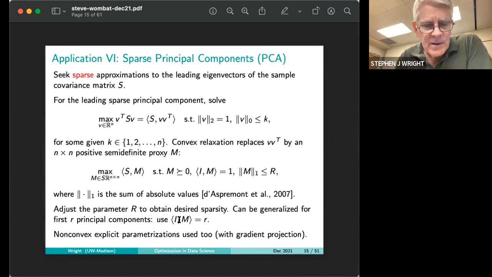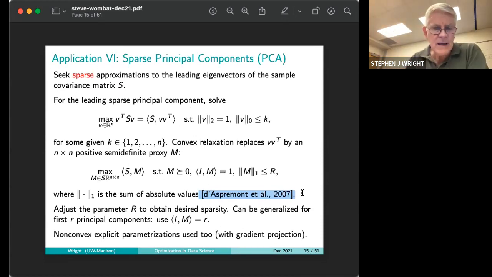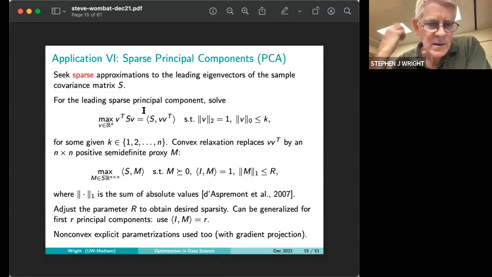Okay, here's another one that's got historical interest because d'Aspremont and Michael Jordan and their co-authors won a Best Paper Award for this in 2007. And it was really one of the first times optimization had been used in data analysis involving matrices. And again, they're dealing here with sample covariance matrices. And what they're looking for is sparse principal components. So what they're looking for is approximations.